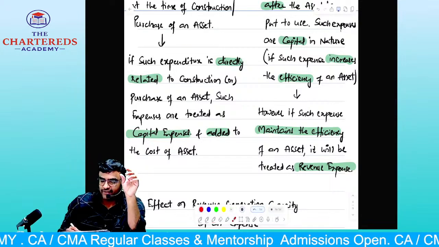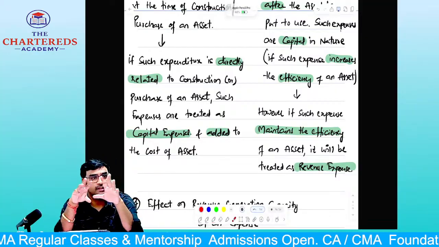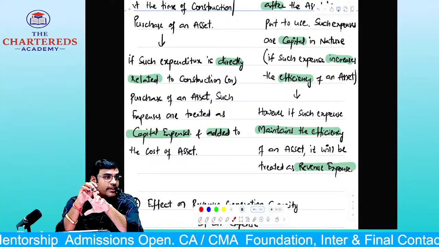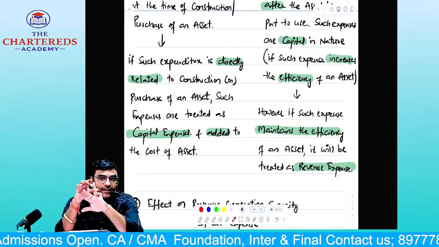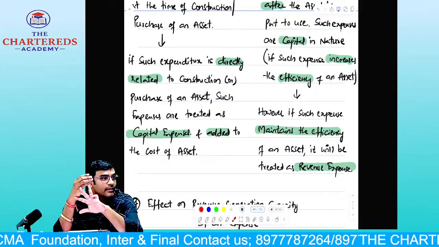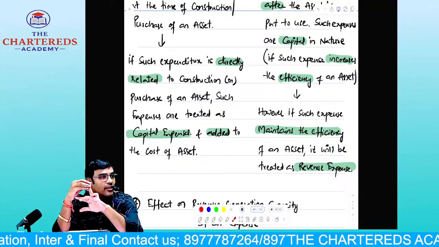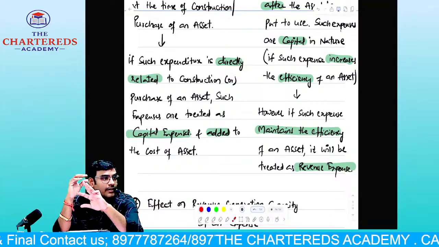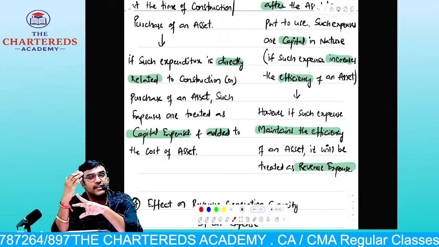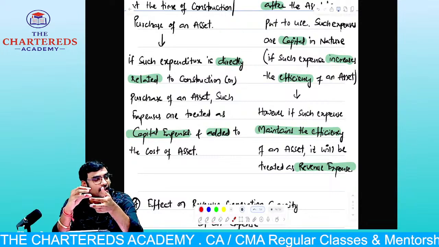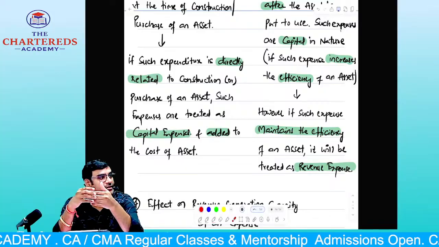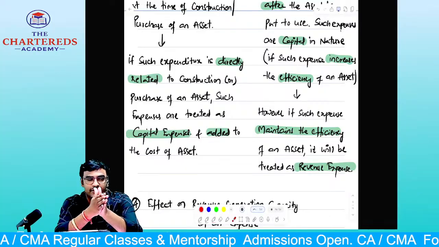Okay, what are the three factors we have learned, sir, for dividing? Three factors: nature of business, purpose of expenditure, and the recurring nature of expenditure. If the expenses are incurred again and again, it's called revenue. If they are not incurred again and again, it's called capital. Second one, purpose. If purpose is directly related to purchase of an asset or construction of an asset, it is a capital expense. And if it is not directly related, it is called revenue.